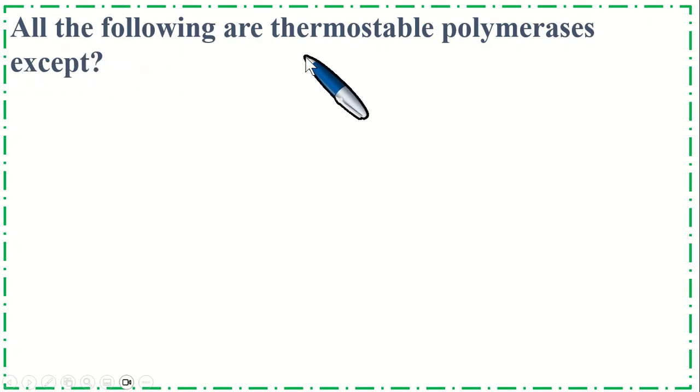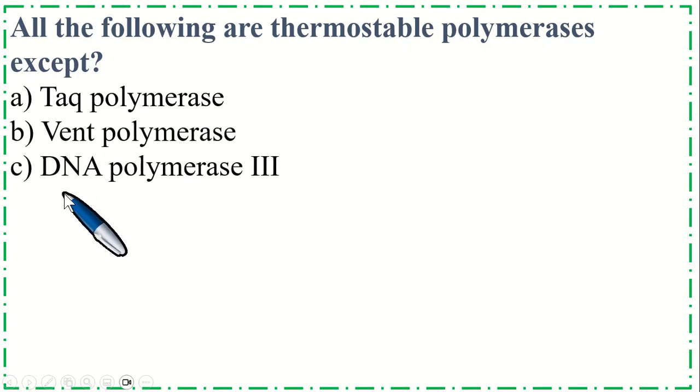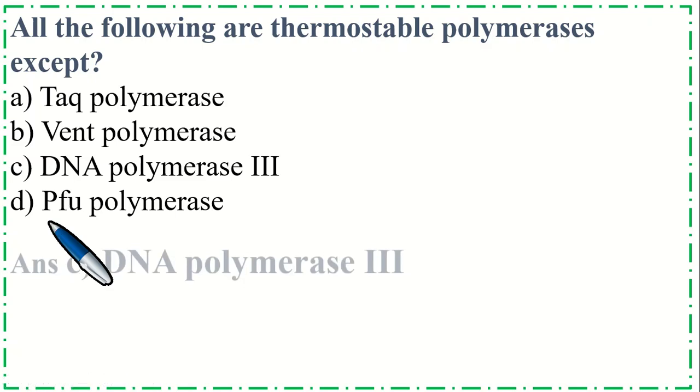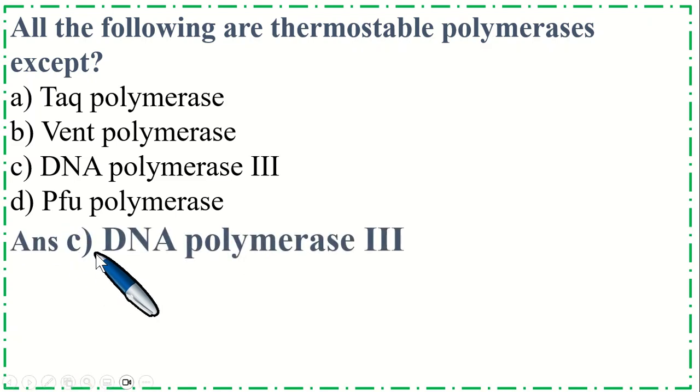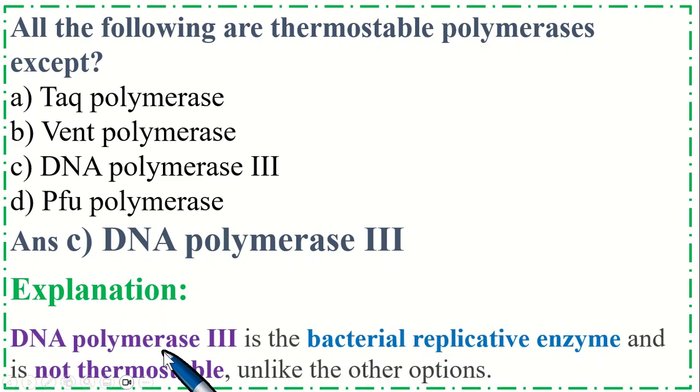All of the following are thermostable polymerases except option A, Taq polymerase; B, Vent polymerase; C, DNA polymerase 3; and option D, Pfu polymerase. So the correct option is C, DNA polymerase 3. Explanation: DNA polymerase 3 is the bacterial replicative enzyme and is not thermostable, unlike the other options.